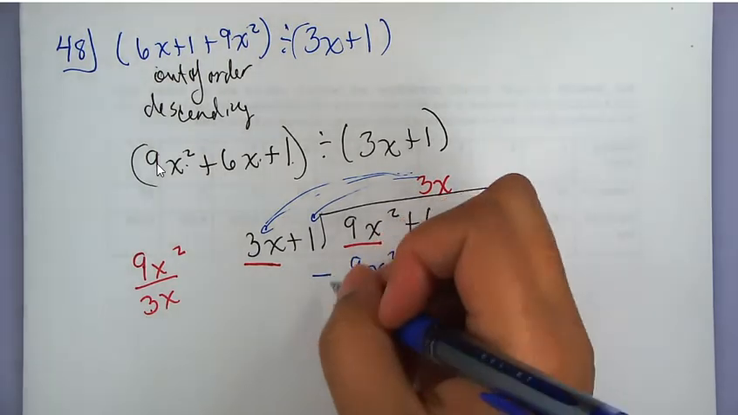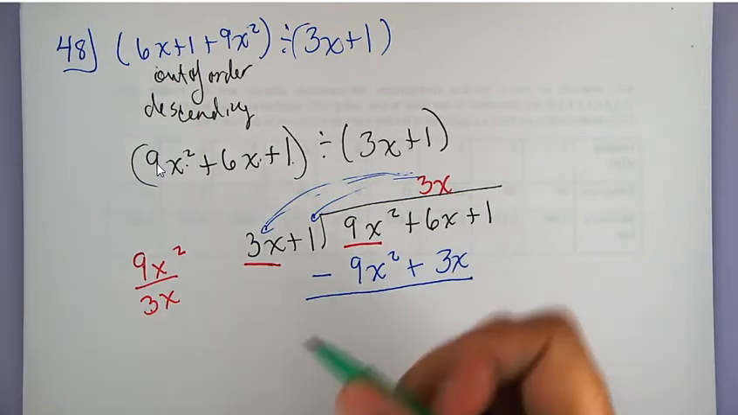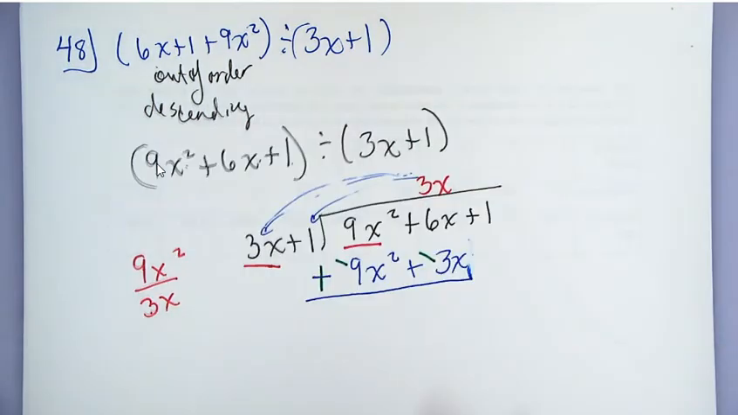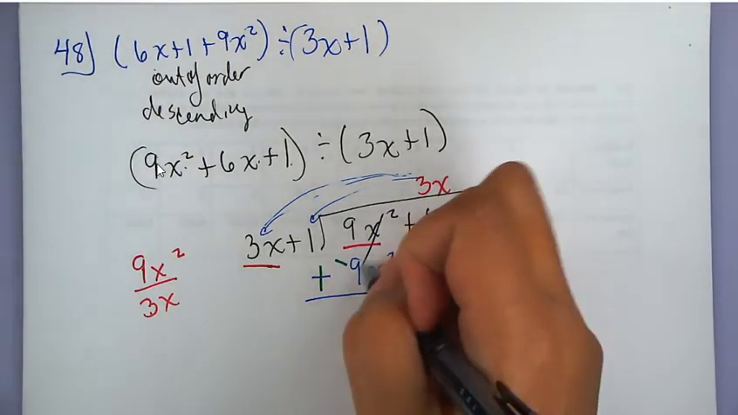When we subtract, we need to change the sign. So we're going to change the signs of that bottom row. The minus becomes a plus, this becomes a minus, this becomes a minus. Notice I changed the sign on everything. I didn't change the sign on one thing. I changed the sign on everything. The 9x squareds cancel. I'm left with 3x plus 1.